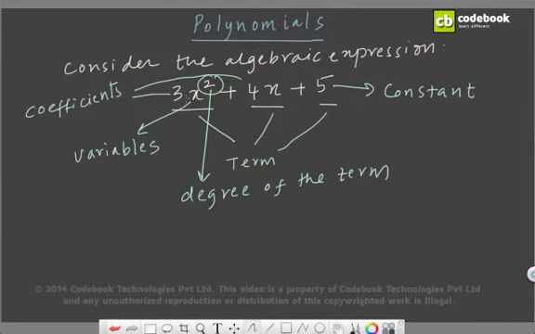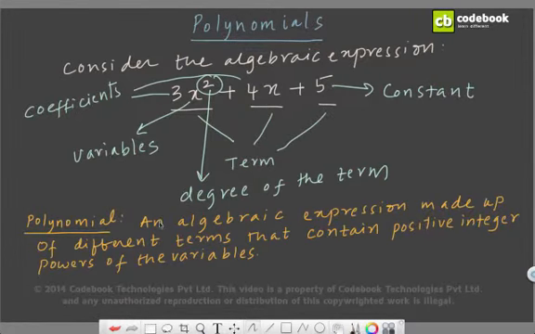So in this case, for the first term, the degree of the term is 2. The degree of a term is determined by the power of the variable of the term. So in here, the power of the variable is 2, so the degree of the first term is 2. Whereas in the second case, the power of the variable is 1, so the degree of the term is 1.